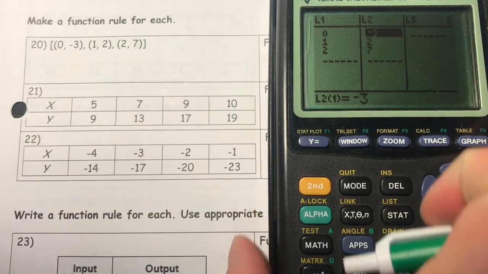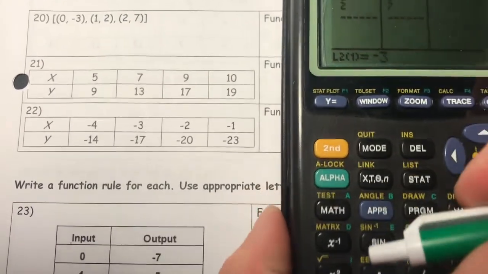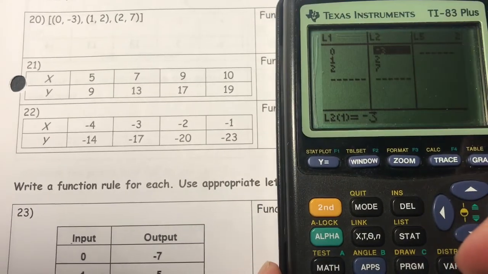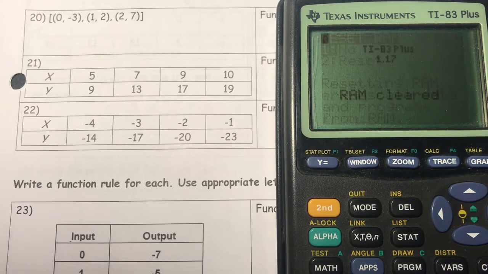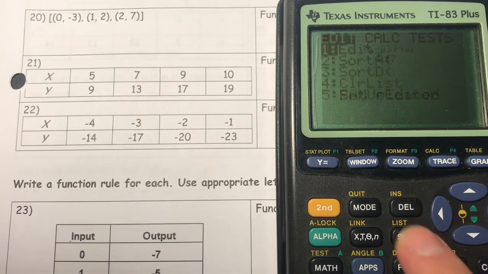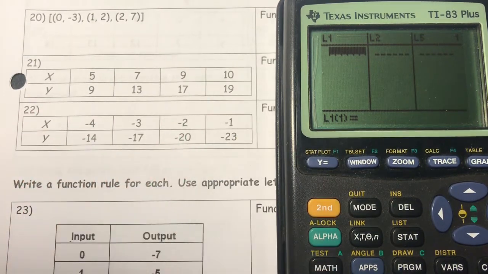Welcome back. So let's do these quickly because you should have plenty of time to do them. Let me show more of the calculator if I can. Second plus 712. Let's do stat, edit. My x values are 5, 7, 9, and 10. So 5, enter. 7, enter. 9, enter. 10, enter. Then go right. We've got 9, enter, 13, enter, 17, enter, 19, enter.